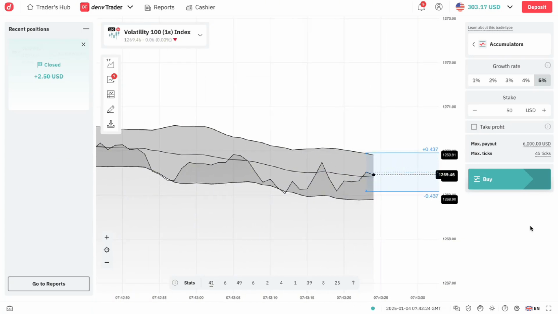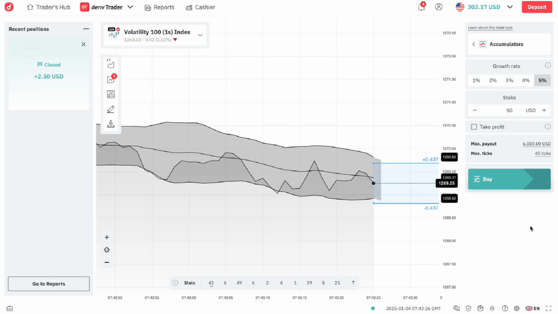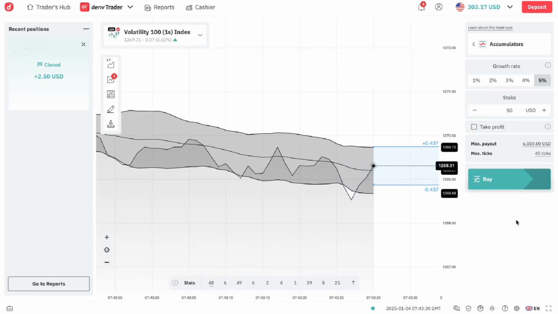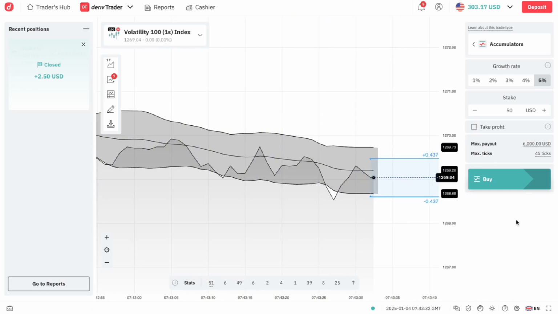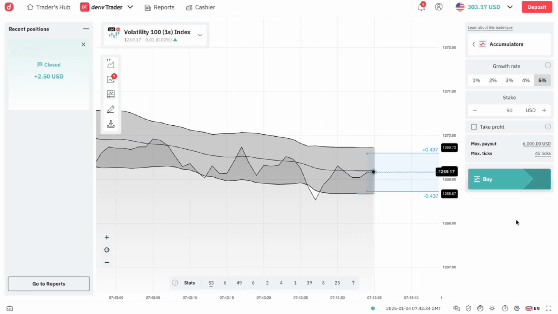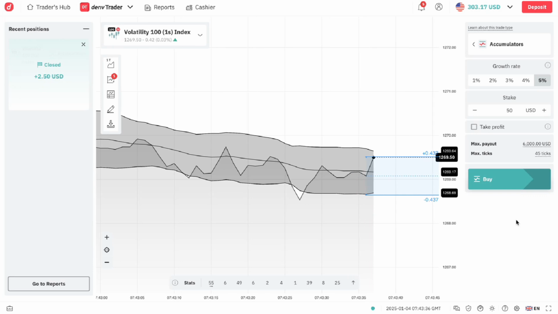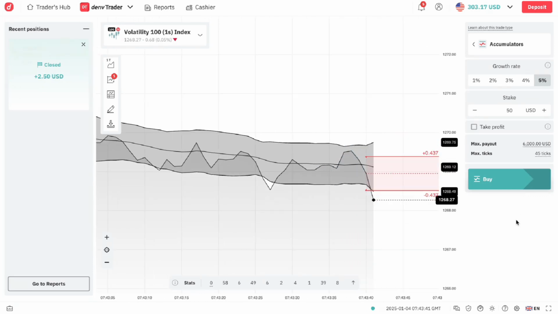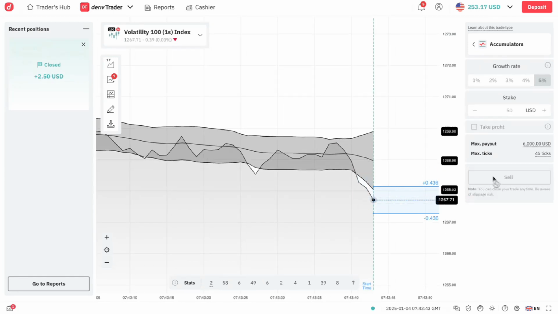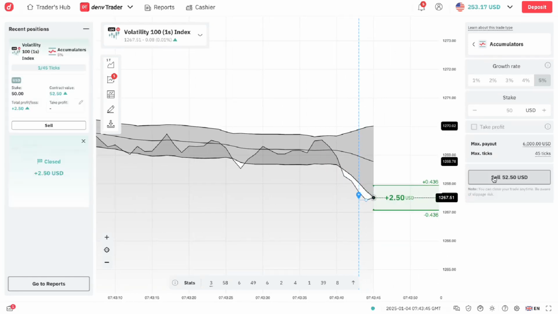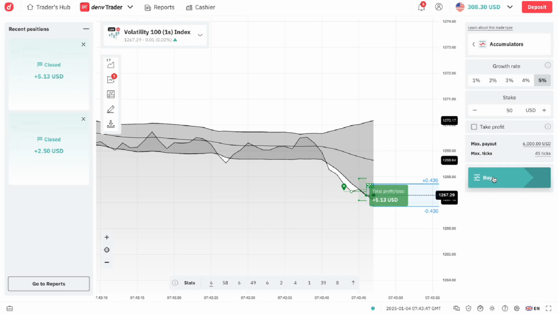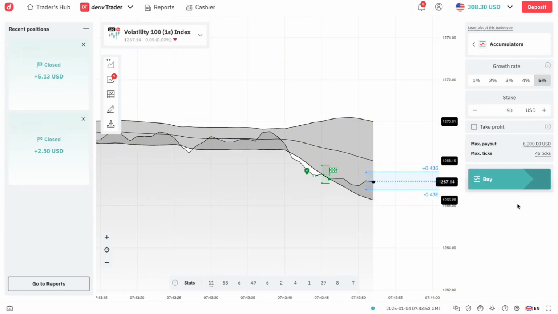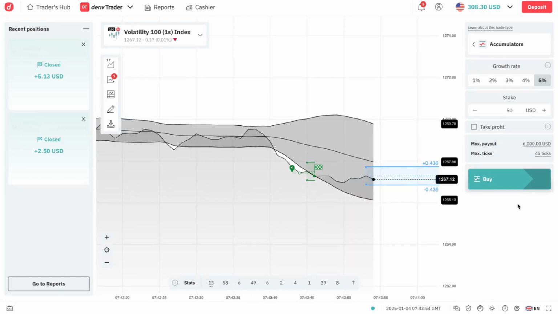Let's see. So I'm just waiting for another break. Let's just wait. That's 1, 2, 3. We sell. Just like that. So we have made $8. As simple as that. Let's wait for another break.